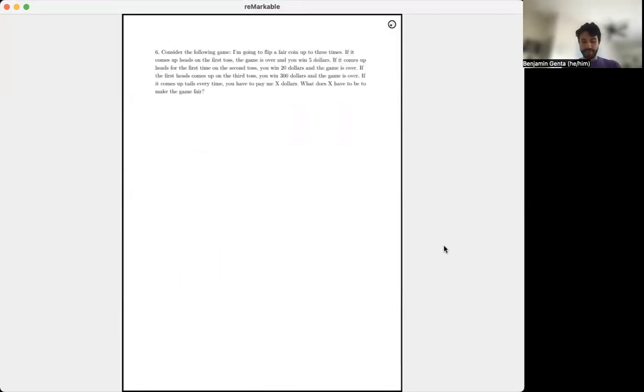So consider the following game. I'm going to flip a fair coin. That means the probability of heads is equal to the probability of tails, which is equal to 1/2, up to 3 times. If it comes up heads on the first toss, the game is over and you win $5. If it comes up heads for the first time on the second toss, you win $20 and the game is over. And if the first head comes up on the third toss, you win $300 and the game is over.